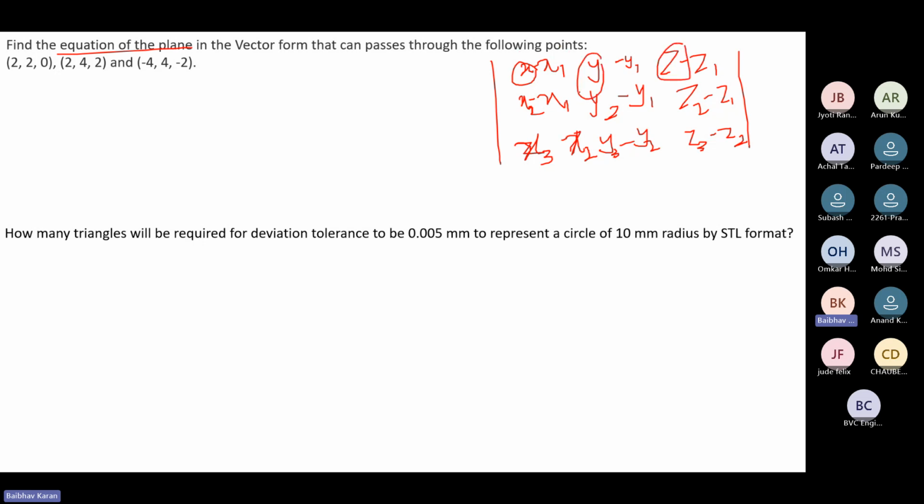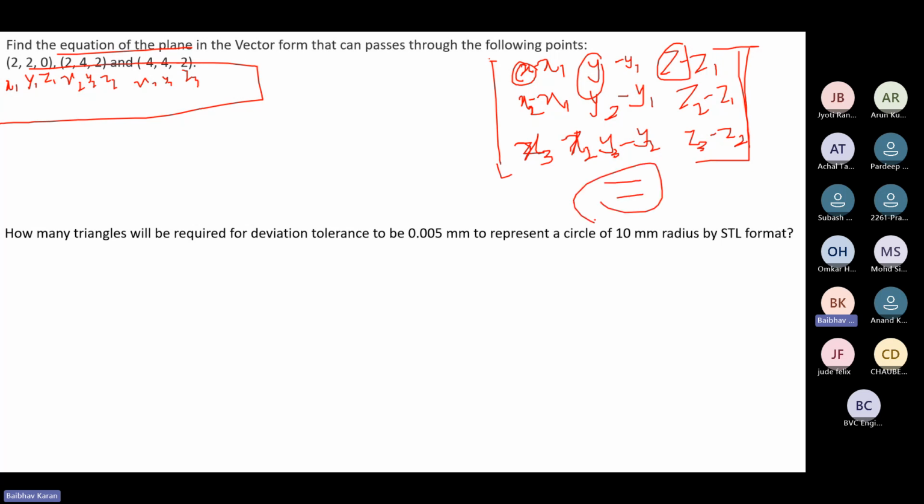Fine. x1, y1, z1, and x2, y2, z2, similarly x3, y3, z3 are known. Everything else is known; x, y, z is unknown. We'll be finding the determinant. Sorry, this is a matrix, not a determinant. This is a matrix. This will give you the equation of the plane, right?